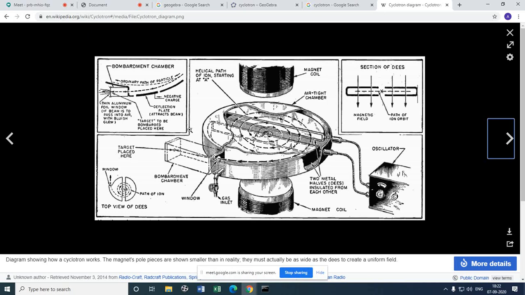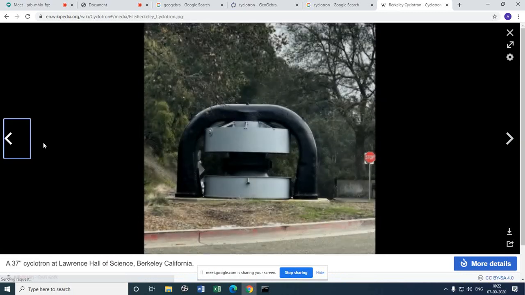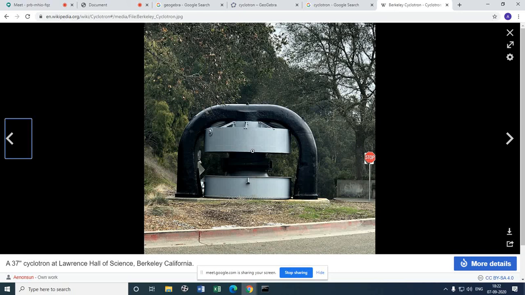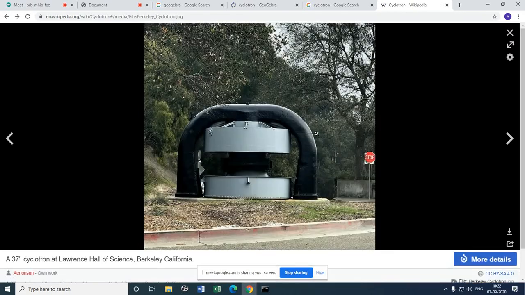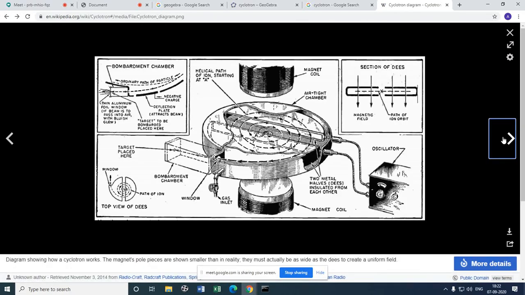Here you can see the charged particle spinning in a spiral path. This is also a section of the disk. Very nice schematic here. You see, these arrows give you the magnetic field. And these two are magnetic coils. What are these two? These are magnetic coils, right? Magnetic coils provide a very strong magnetic field.